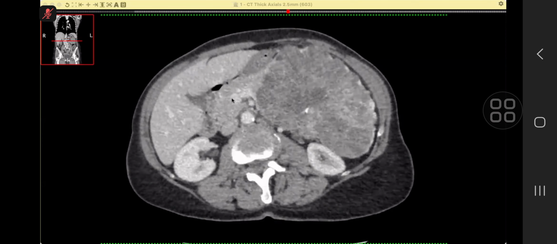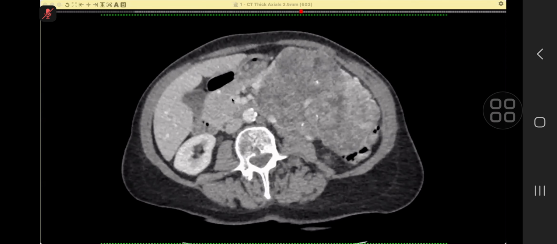Adenomas, do they malignantly transform? No, usually not. Mucinous has a relation with transformation. Okay, thank you.